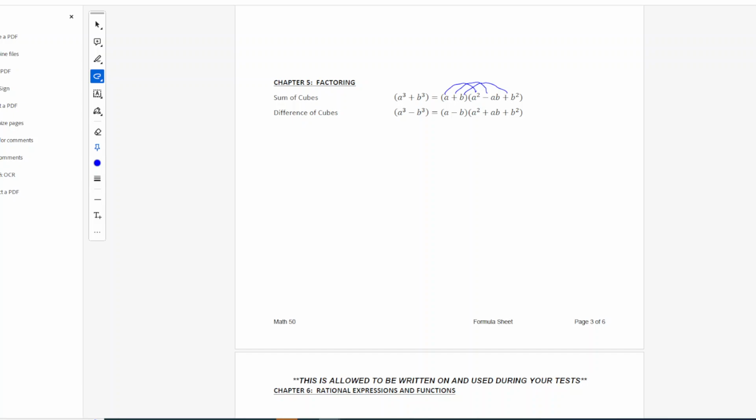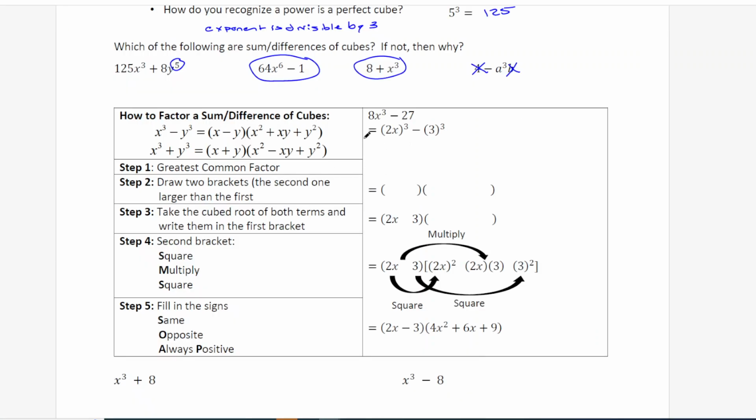It's kind of weird. Okay, so here's the process. To factor a sum or difference of cubes, you take the cube root of each term. So the cube root of 8x cubed would be 2x. The cube root of 27 would be 3. Then you draw 2 brackets, first one fitting a binomial, second one fitting a trinomial, and you put those cube roots into the first bracket. Then, here's where the fun begins. I call it sending a text message to the second bracket. If you remember, there used to be commercials where it said SMS charges may apply. What that means is we're going to square the first term and write it first.